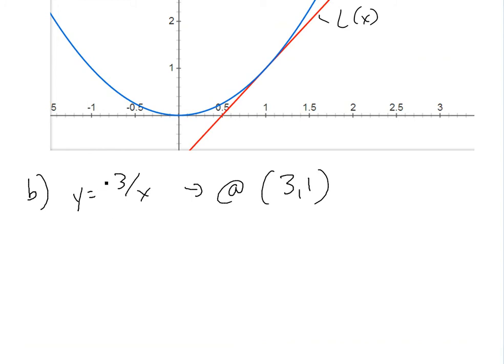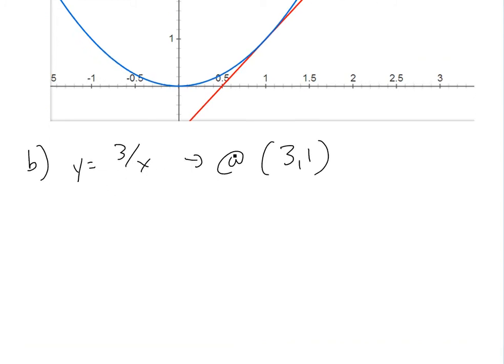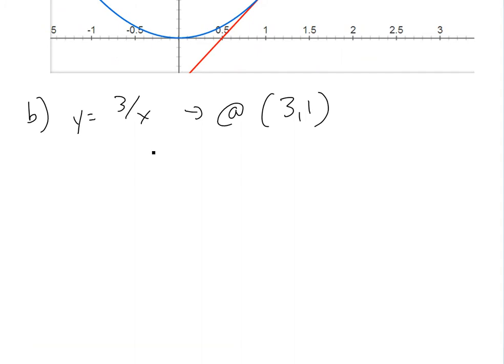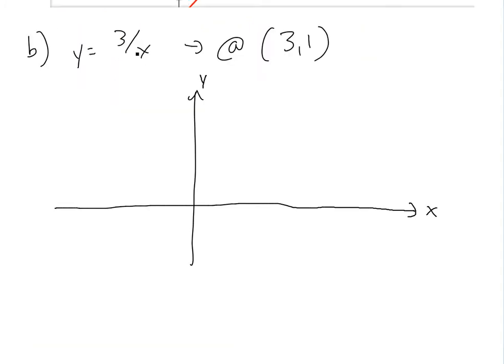Basically, find the tangent line to the curve y equals 3 divided by x at (3, 1). Just to get an idea, the first thing you should always do is graph how it looks. This curve is 3 divided by x, so as x goes to 0 it should go to infinity, and as x goes to infinity, y should go to 0. So it should look something like this.